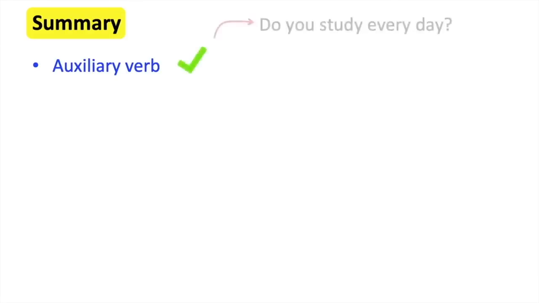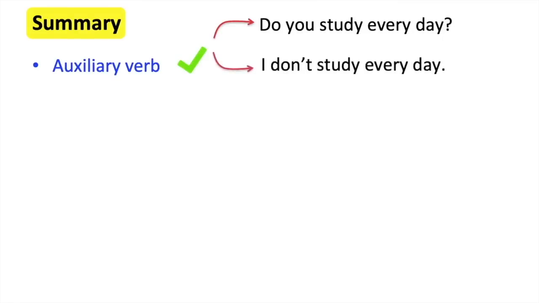To summarize, do, does, and did can be used as auxiliary verbs. These are known as helping verbs. They're used as helping verbs when forming a negative sentence and a question. For example, do you study every day? I don't study every day. So here, both helping verbs are helping the main verbs.